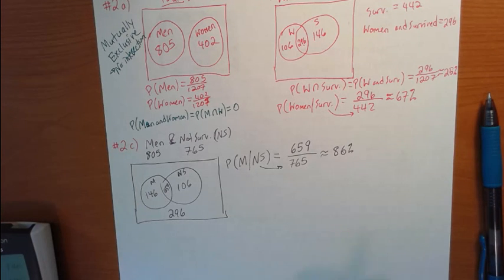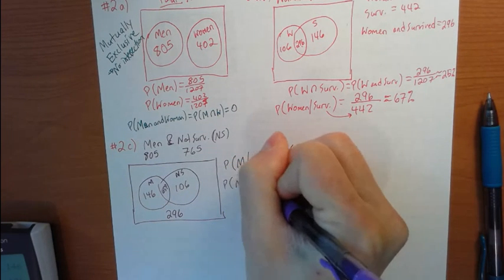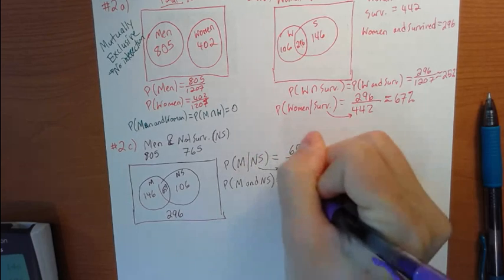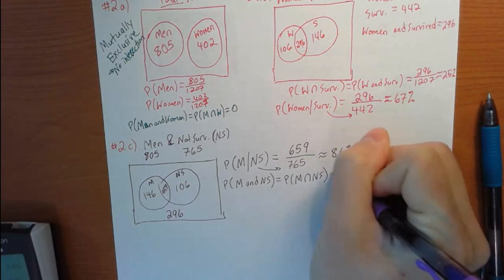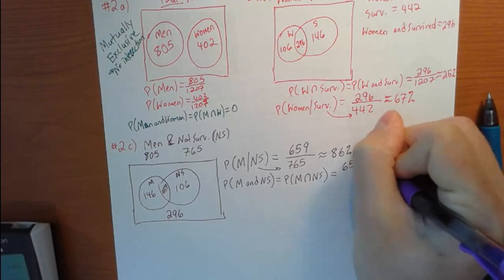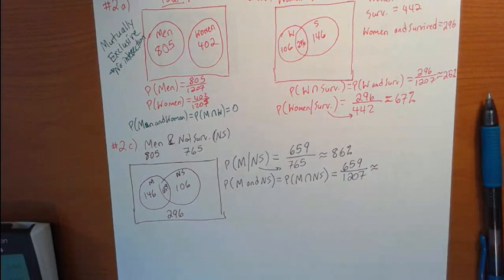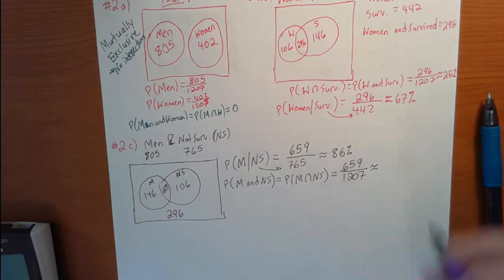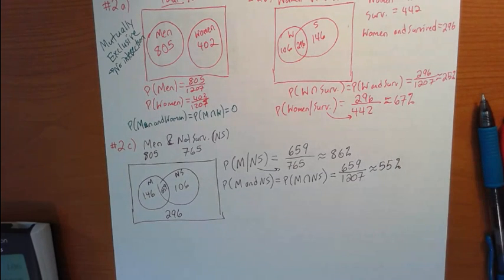So we have then to look at the probability of being a man and not surviving, which we want to denote as the intersection, the upside down U. So the crossover, we had 659 people that were both out of 1,207. So the probability of picking somebody who's a man and didn't survive ends up being about 55%. 55% of the people were a man and didn't survive. And that's a different answer than picking from the survivors, what percentage of them were men.